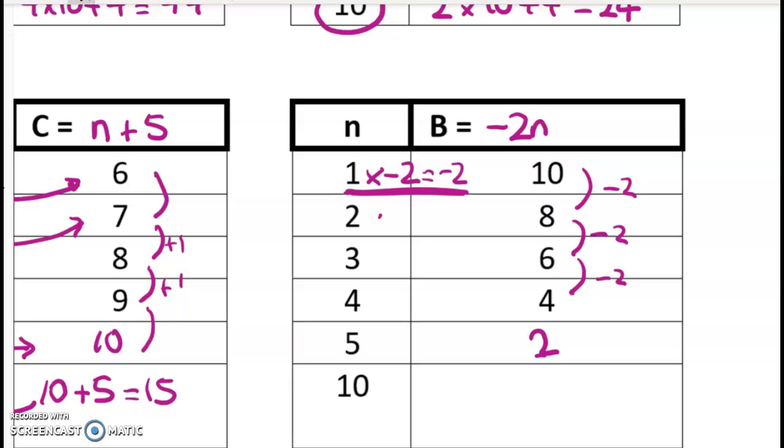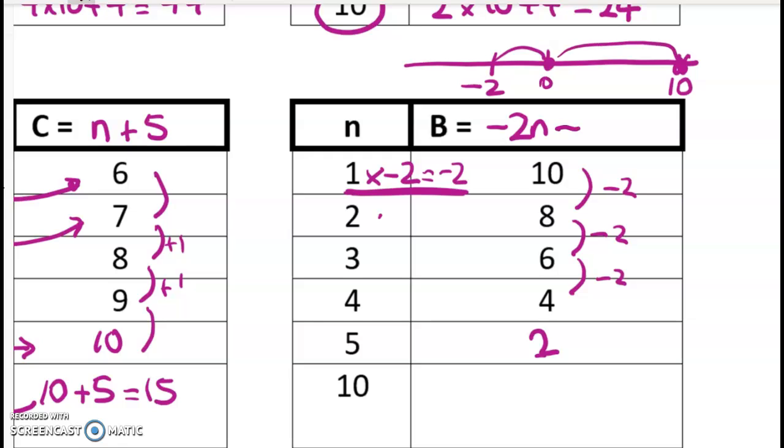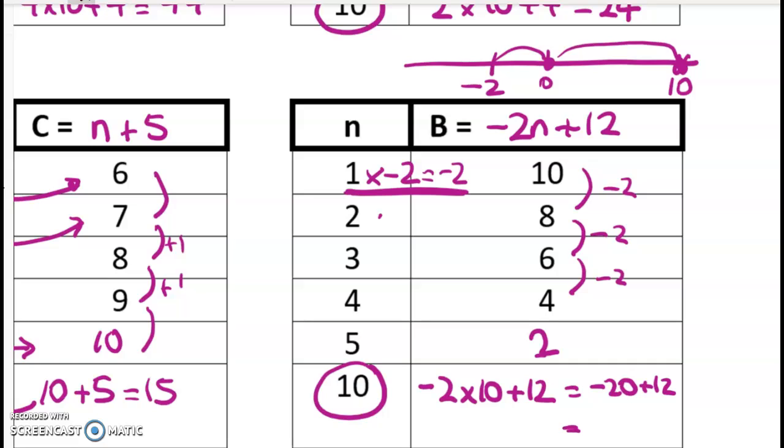And if I want to get to 10, if we think about our number line, we're at negative 2, and we want to get all the way up here to 10. We have to hop up 2 to get to 0, and then another 10. So we have to do negative 2n plus 12. That means for the 10th term in the pattern, it's going to be negative 2 times 10 plus 12. And that equals negative 20 plus 12, which is negative 8.